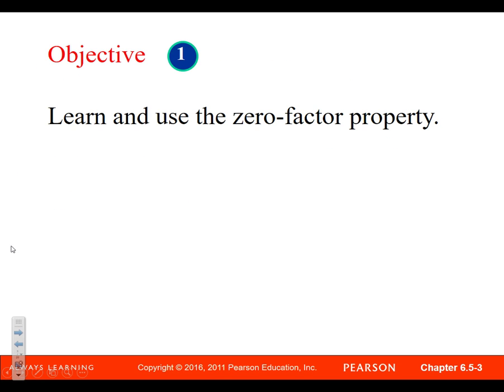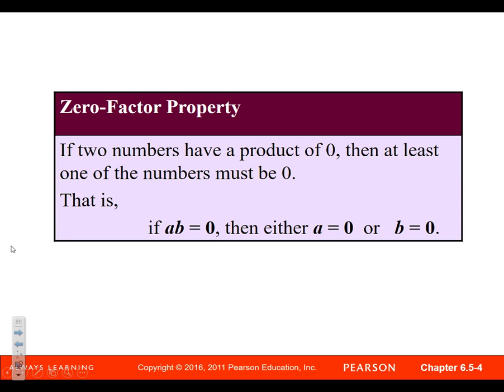Okay, so let's learn and use the zero factor property. Here is your zero factor property, and this should make sense. Think about this: if two numbers have a product of 0, like I take two numbers and multiply them and their product is 0, what can you tell me about A or B? One of the two is 0. Does that make sense? So it could be either A that's 0 or B that's 0. That is the zero product property.